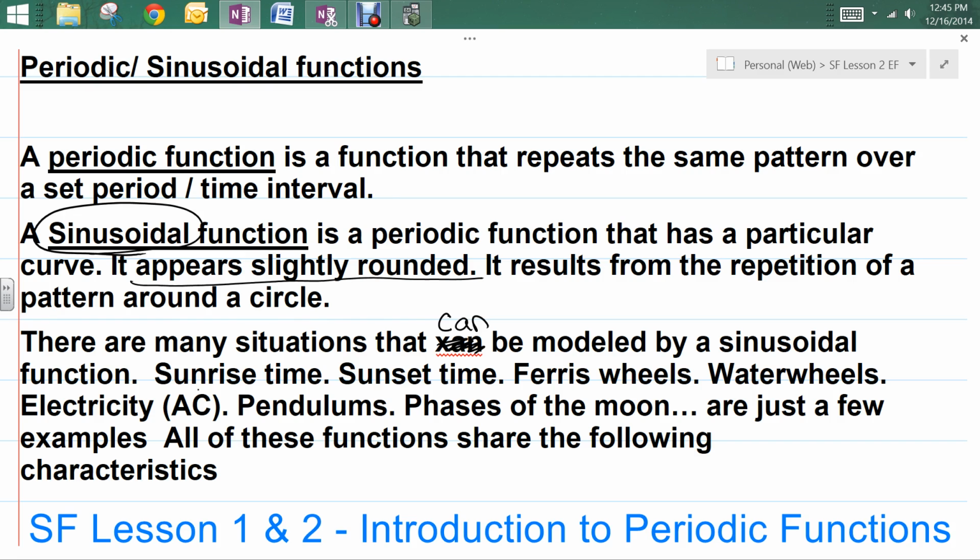Pendulums, if you watch a pendulum on a grandfather clock, goes to the left, to the right, to the left, to the right. It has a maximum and then a minimum, and then a maximum and a minimum. Phases of the moon. New moon, half moon, full moon, half moon, new moon, half moon, full moon, half moon. I just like saying that. But ladies and gentlemen, if you see the maximum amount of the moon, the whole face, you see the minimum amount of the moon, nothing. And then it keeps going. There's all sorts of examples that are sinusoidal in nature.